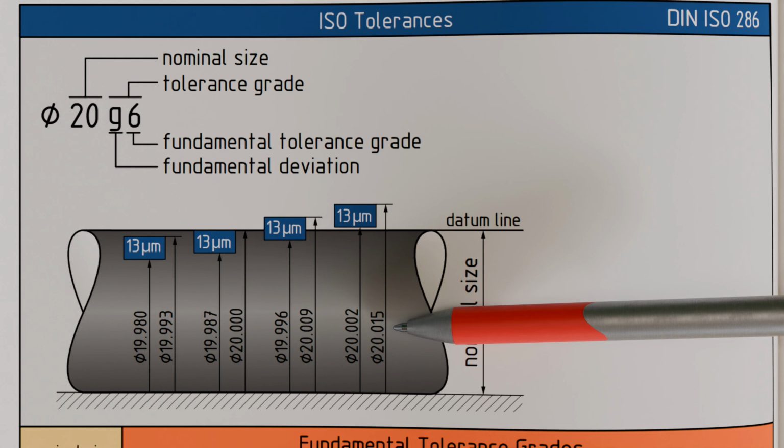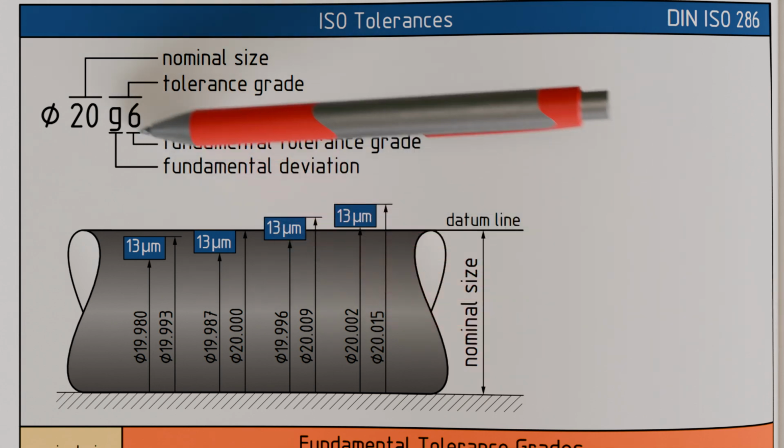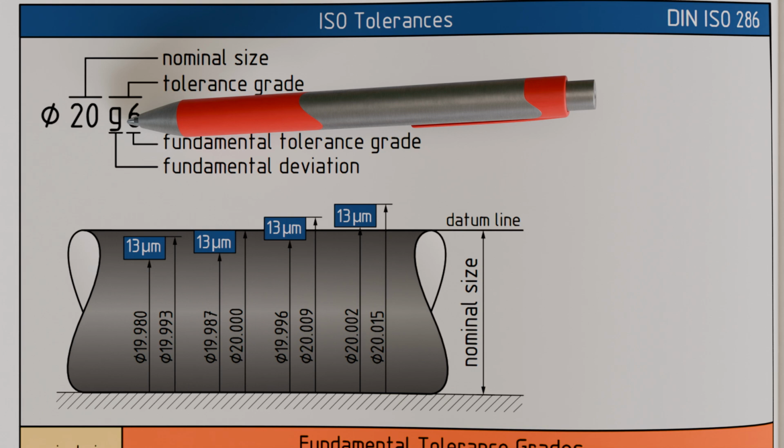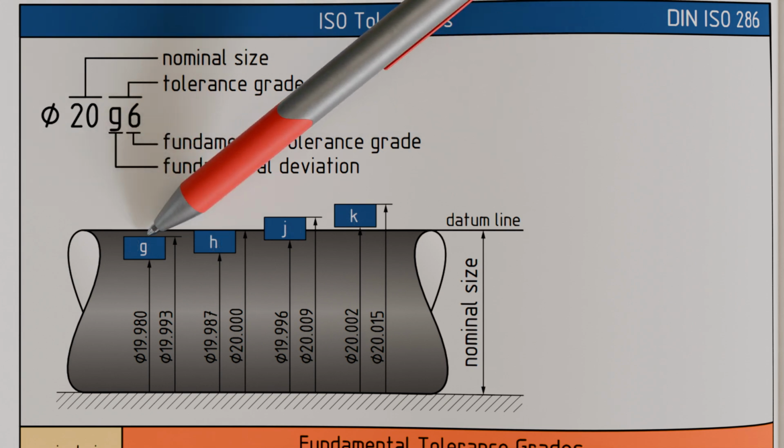This is exactly where the fundamental deviation in the form of the letter given in the tolerance grade comes into play. This letter now precisely defines the position of the tolerance zone. This position, based on the letter, can be found in tables. In our case, for the fundamental deviation G, the tolerance zone shown on the far left applies. Consequently, the pin must be manufactured between the minimum size of 19.980 mm and the maximum size of 19.993 mm. We will explain how to read these values from the tables shortly.